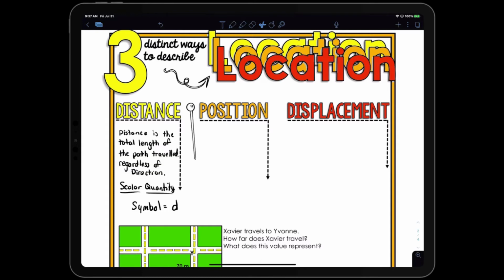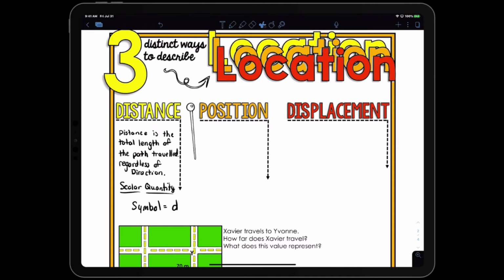of the path traveled, and that's going to be regardless of direction. So if I say that I'm on the highway and I'm traveling 50 miles, yes, I'm traveling 50 miles, but because I'm not telling you the direction of motion, you don't know if I'm traveling east, south, north, or west. All right, we just represent that scalar quantity with the variable d.